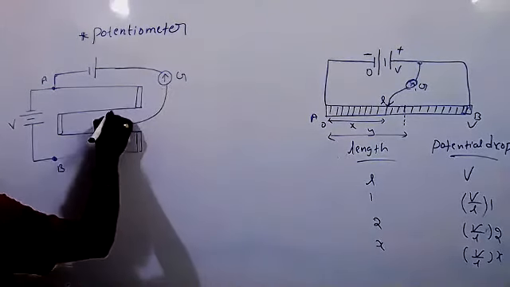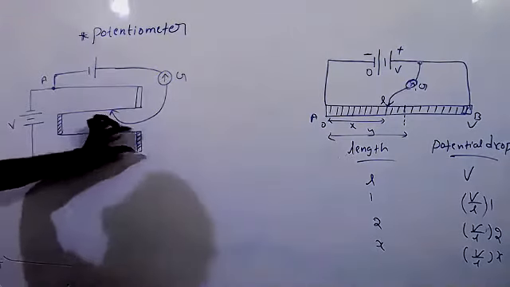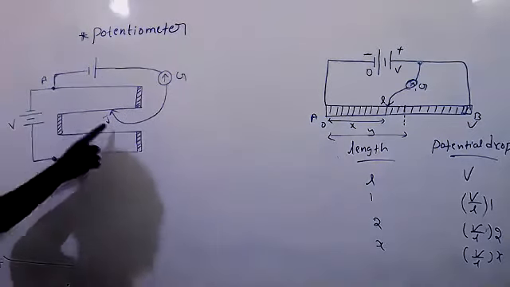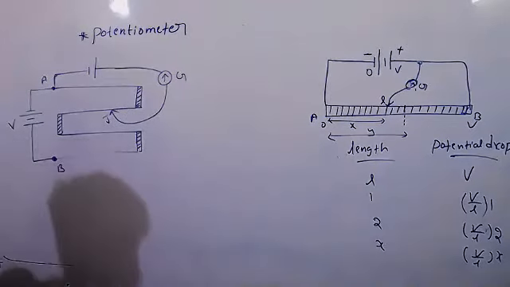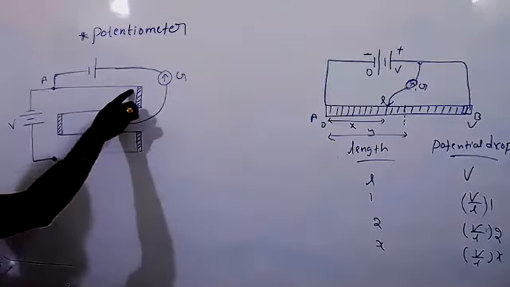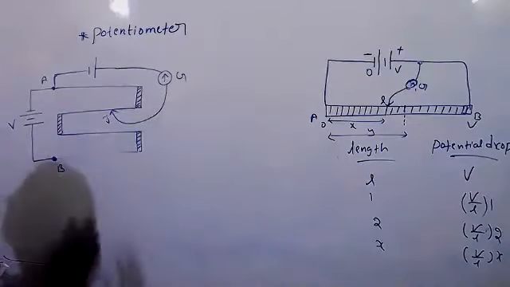Jockey, J. These are the copper strips. Whatever the length of the copper strips, we don't consider it. Only this length of the wire we will consider. That is one of the drawbacks. When we are calculating the potential gradient, we will calculate it for only this wire. We don't consider these copper strips.